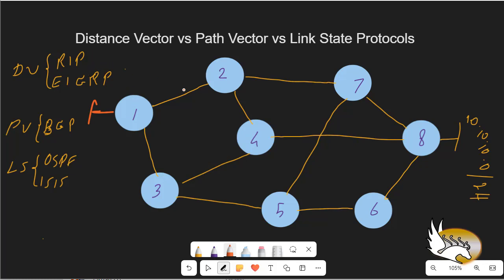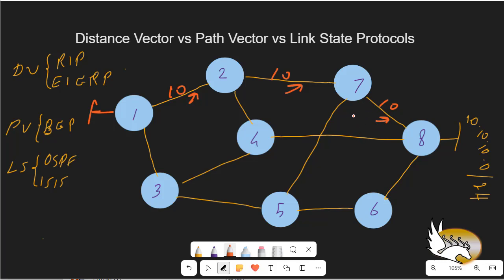For EIGRP, it's going to say, okay, from here to the destination, this is the amount of delay that I have. This is 10, this is 10, let's say this is 10. If I go this way, the delay is going to be 30 milliseconds, and also I need the bandwidth. The lowest amount of bandwidth on the path to the destination is going to be important. So if this is a 1 gigabit per second link, and this is a 1 gigabit per second link, and this is half a gigabit per second link, then the overall bandwidth is going to be half a gigabit per second because that is the lowest amount of bandwidth.